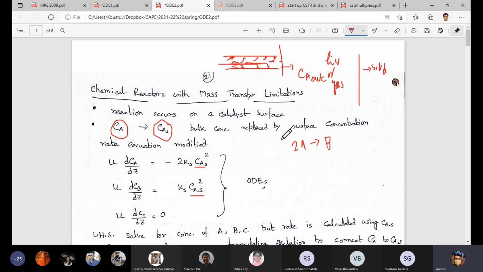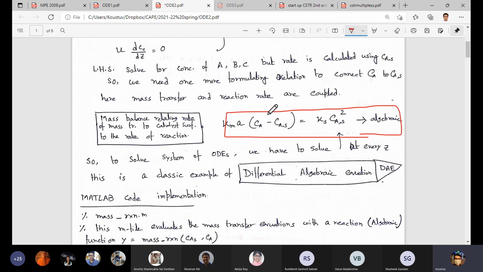So this algebraic relation is one more feature, one more mass balance relating the mass transfer. What we consider is that the rate of mass transfer from the bulk to the surface is equal to the rate of reaction on the surface catalyst, or the rate at which the number of moles of that particular component, A, reaches the surface is the same rate at which it is consumed by the reactions. So the units have to be consistent, and this way we can also calculate CAS, because KM and KAS are actually given.